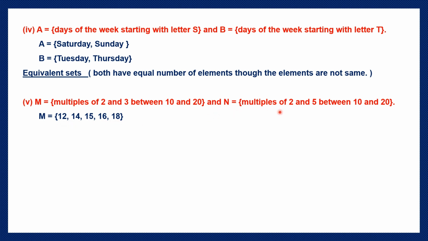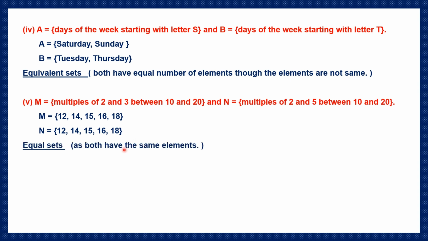Now look at set N. They are multiples of 2 and 5 between 10 and 20. So let's write that down. So multiples of 2 will be 12, 14, 16 and 18. Then multiple of 5 between 10 and 20 is 15. So what do you notice here? Can you see the elements are the same? I have 12, 14, 15, 16 and 18 in both the sets. That means these are equal sets as both have the same elements. Can they be called equivalent sets? Yes, because they have the same number of elements also.